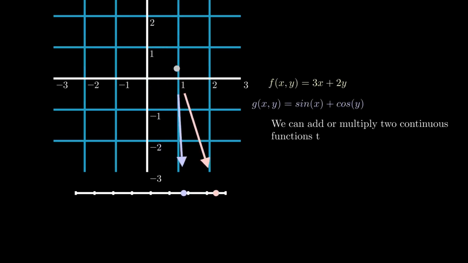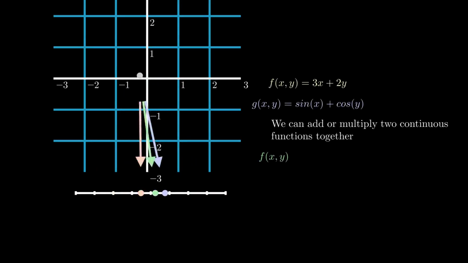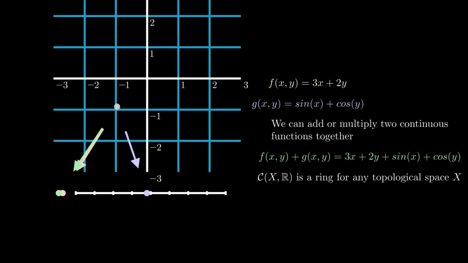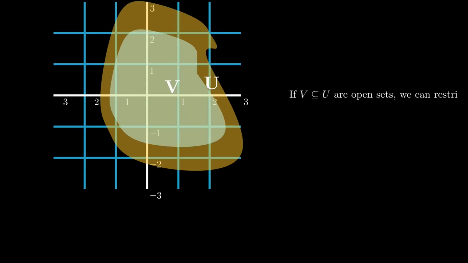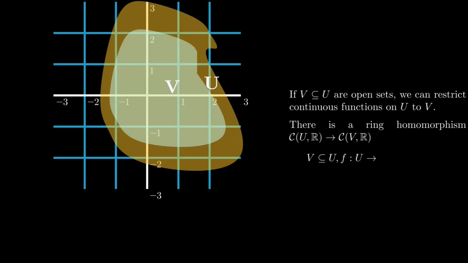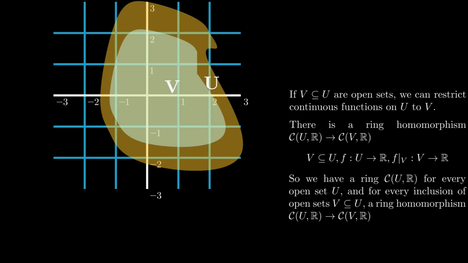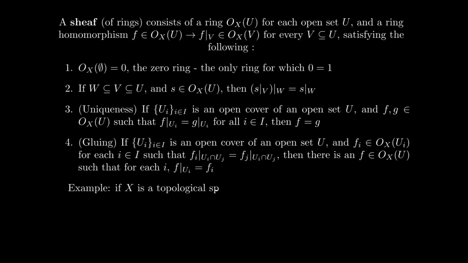Now let's connect rings to topology. We can add and multiply continuous functions together so they form a ring. Given an inclusion of open sets V subset U, we can restrict continuous functions from the bigger set to the smaller set. This is a ring homomorphism. So we have a ring for every open set and a ring homomorphism for every inclusion of open sets. Thus, the continuous functions form something called a sheaf of rings.